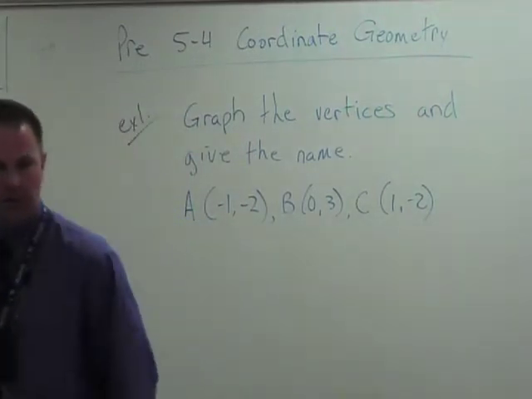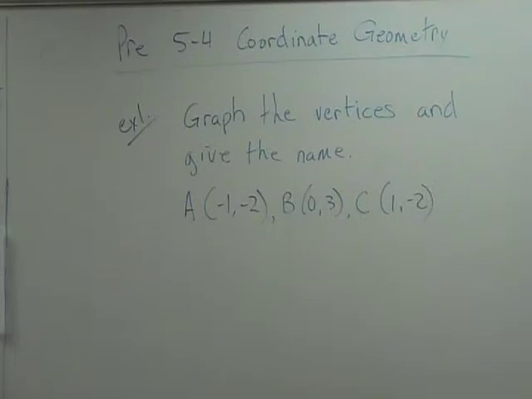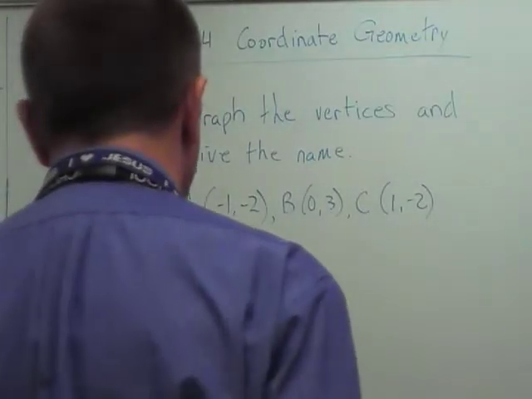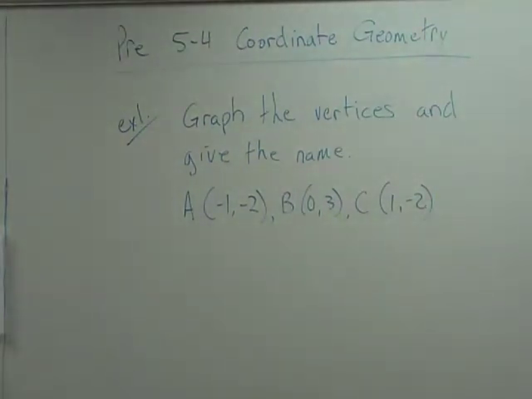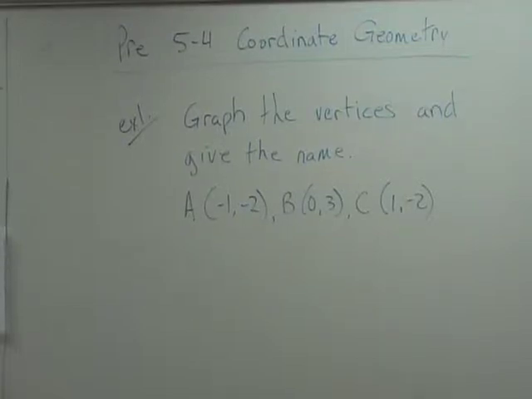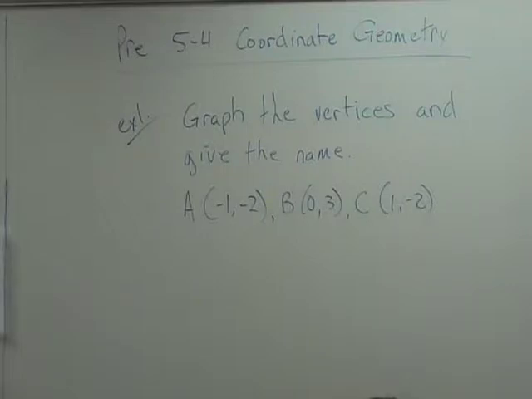Draw a coordinate plane and graph the 3 points. Connect the dots and make sure you can name what it is that you just graphed. Just graph those 3 points and connect the dots. You need to name it. What kind of triangle is it? Is it a scalene, what we did Friday?